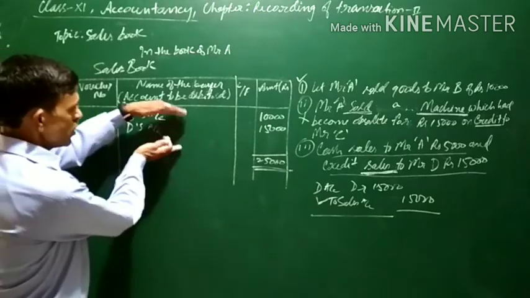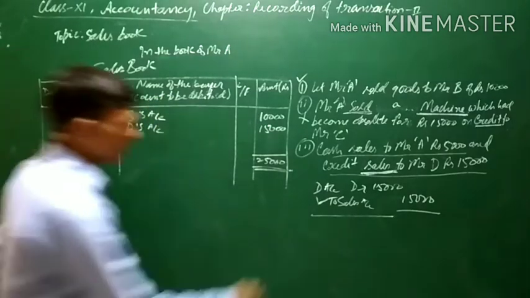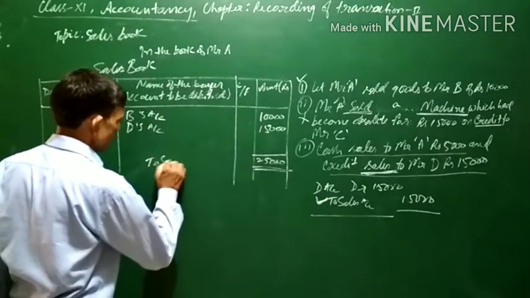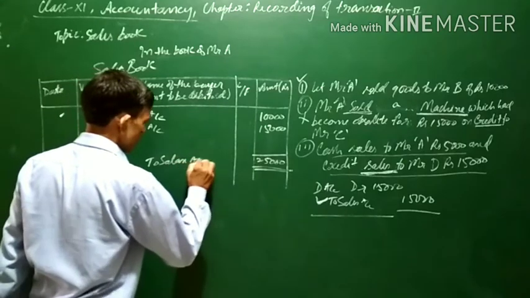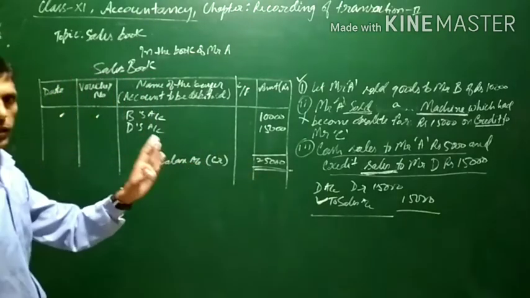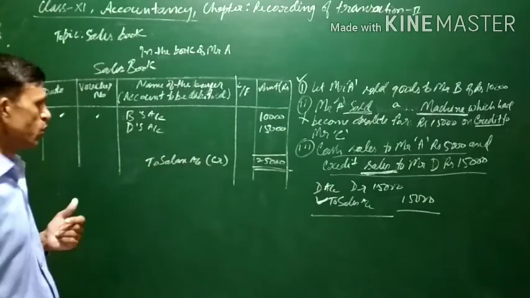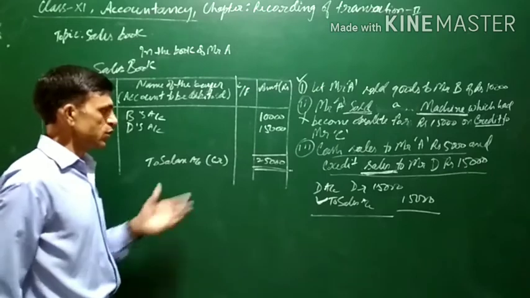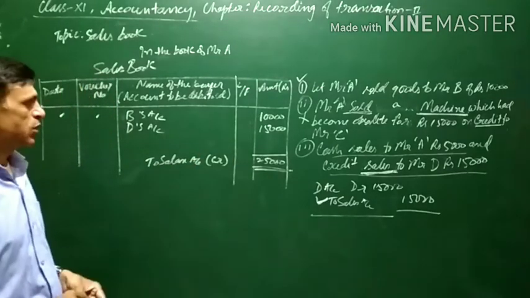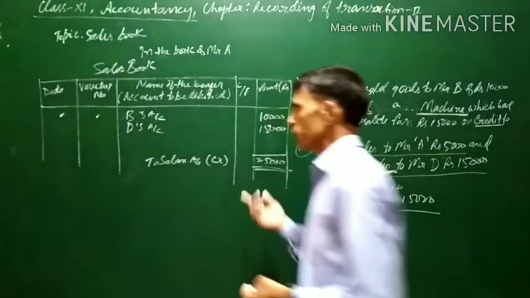So the total of this is related with sales. The total of the sales book will be transferred to the credit of the sales account also. So we will be writing here "To sales account", and here writing in the bracket "credit". This is transferred periodically, generally monthly, or it can be weekly also. So the sales account will be credited with the total of the sales book after a certain period of time, every week or every month.